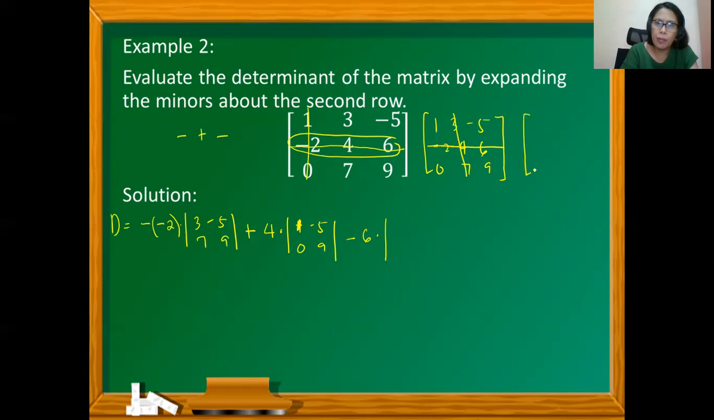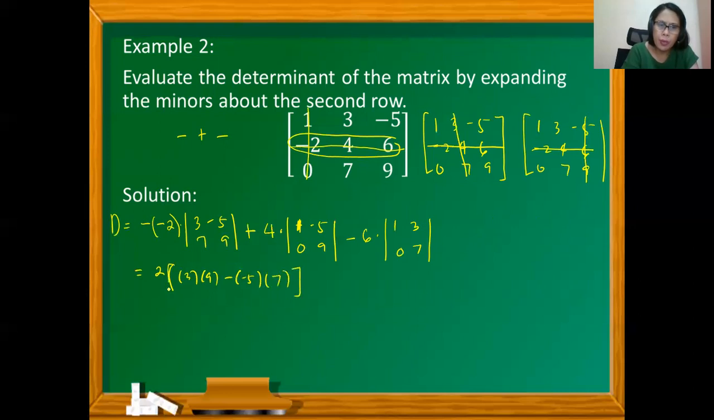So we have 1, 3, negative 5, negative 2, 4, 6, 0, 7, 9. And we will remove the last column and the second row. So there remains 1, 3, 0, 7. And then let's evaluate. So this is now 2 times, we have 3 times 9 minus negative 5 times 7. Okay, so either you use parentheses or this symbol, okay lang.